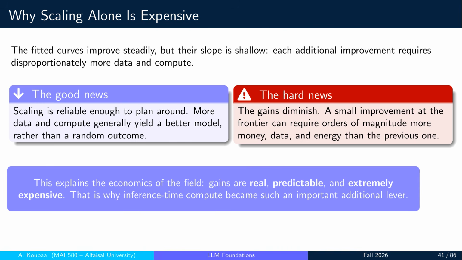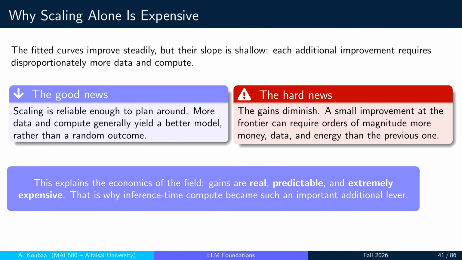Read the two columns together, because both are true at the same time. The good news: scaling is reliable enough to plan around. More data and compute generally yield a better model rather than a random outcome. And for an engineering field, that predictability is valuable. The hard news? The gains diminish. A small improvement at the frontier can require orders of magnitude more money, data, and energy than the previous improvement did. Now, the line at the bottom, which explains the economics of this whole field. The gains are real, they're predictable, and they are extremely expensive. And that last word is the reason for the next subsection.